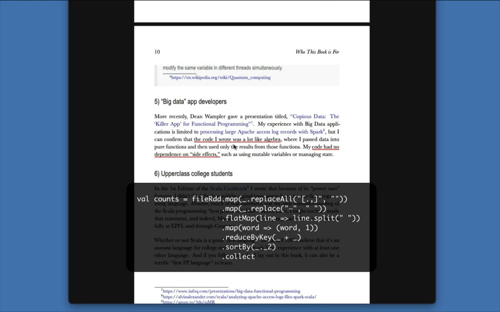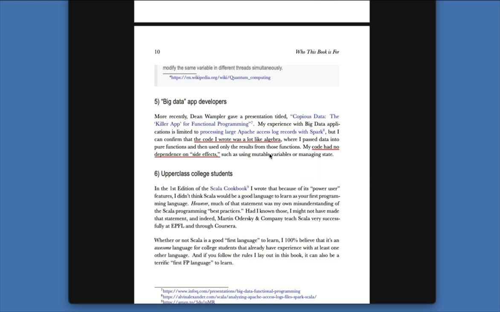So what I found during that time was that the code I was writing was naturally a lot like algebra, and my code had no dependence on side effects because you just kind of keep assuming that things are working or that your equations are working. And you might use Option values or Try or Either during that process. And that's pretty much what we do in functional programming. So again, we'll talk about this more when we get into it.